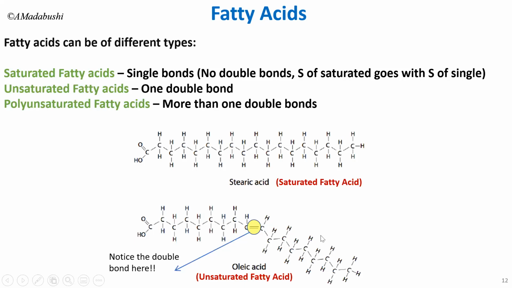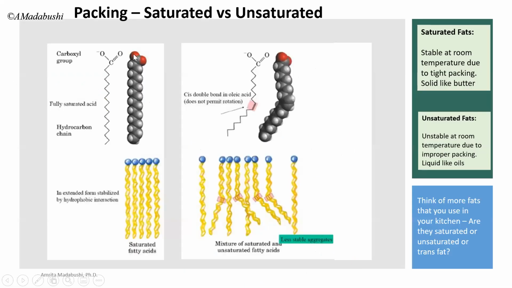That one double bond can change the entire structure, even though they are the exact same, except for two hydrogens missing, but their properties are quite different. So look at this. A saturated fatty acid would look like this. Saturated fats should remind you of butter or clarified butter, things that remain solid even at room temperature, because they are very tightly packed. There is no space.